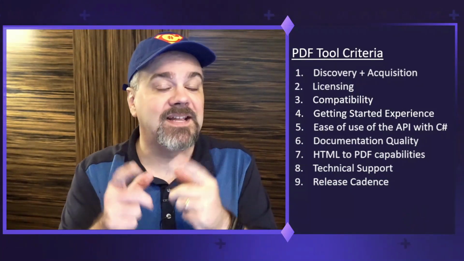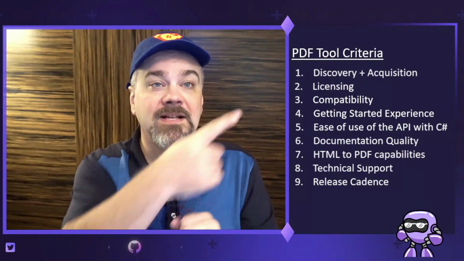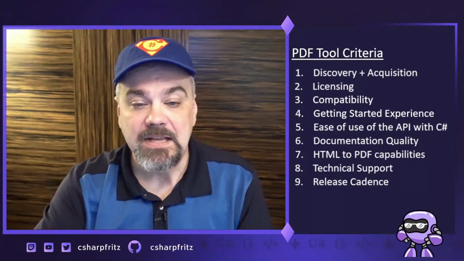All right, let's take a look at the first criteria, discovery. So first thing that I did was I went over to NuGet and I searched for PDF. That's simple, that's straightforward.